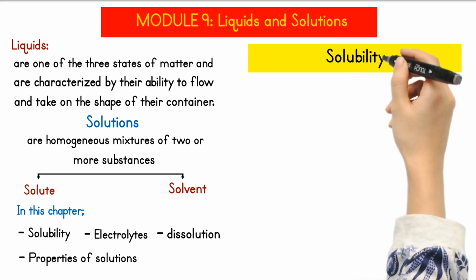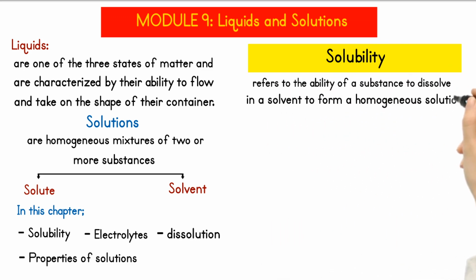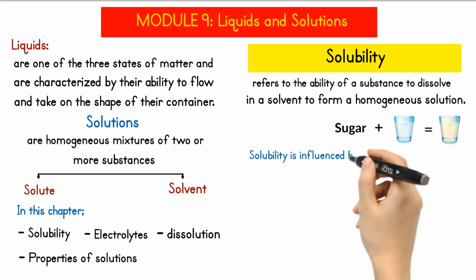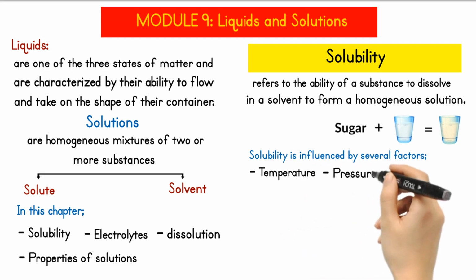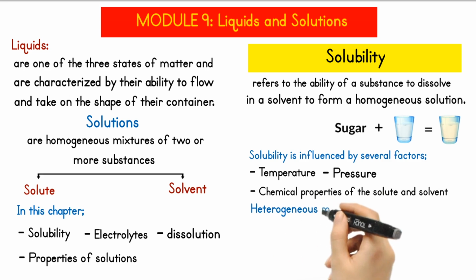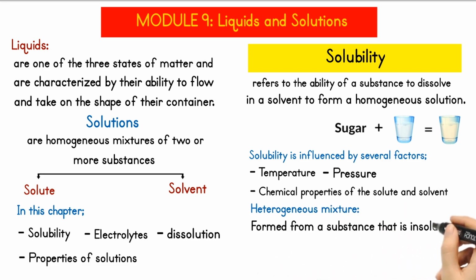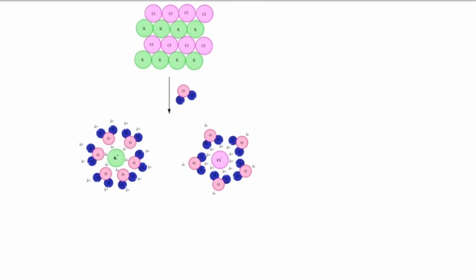Solubility. Solubility refers to the ability of a substance to dissolve in a solvent to form a homogeneous solution. The solubility of a substance is influenced by several factors, including temperature, pressure, and the chemical properties of the solute and solvent. A substance that is insoluble in a solvent will form a heterogeneous mixture. An example of this is KCl.